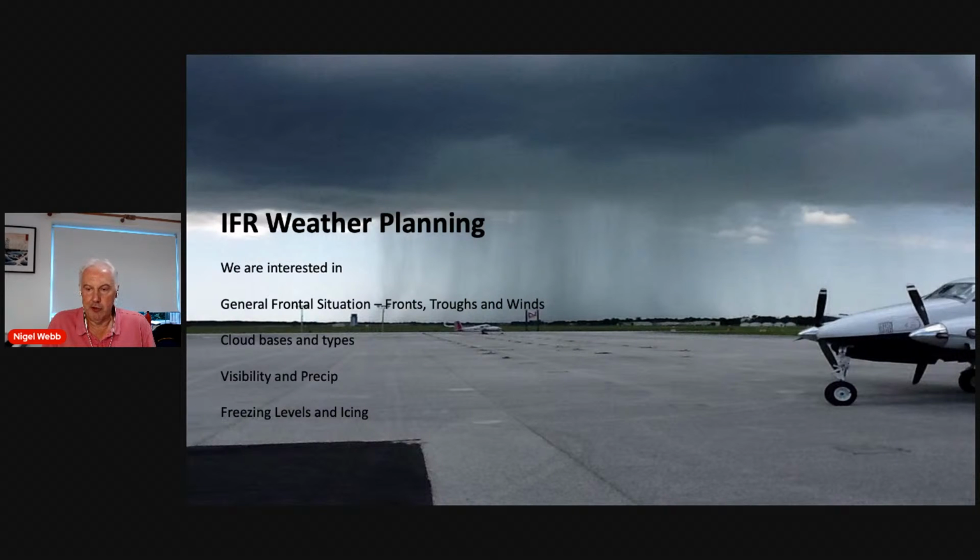Knowing whether there is a front between you and your destination is an interesting starting point. So we're looking at that general frontal situation. Where are they? What kind of fronts are they? Are they small fronts, large fronts? And are they moving? And if so, where to? We're interested not only in fronts themselves, but also their close cousins, troughs, which we'll talk about in a moment.